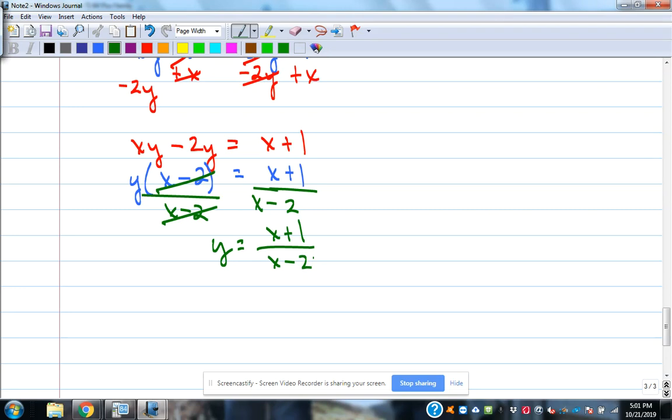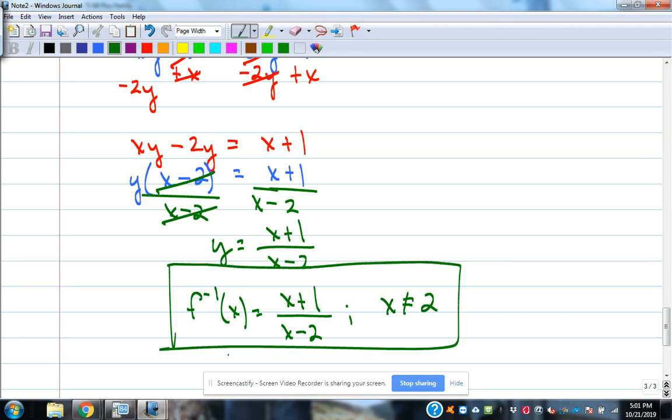And I need to go into function notation again. So f inverse of x is x plus 1 over x minus 2. What's the little notation I need to make about the domain? X cannot equal 2. That's a pretty tough one because of that little ninja trick there with the factoring out the y. So it makes that a little tough, but doable.